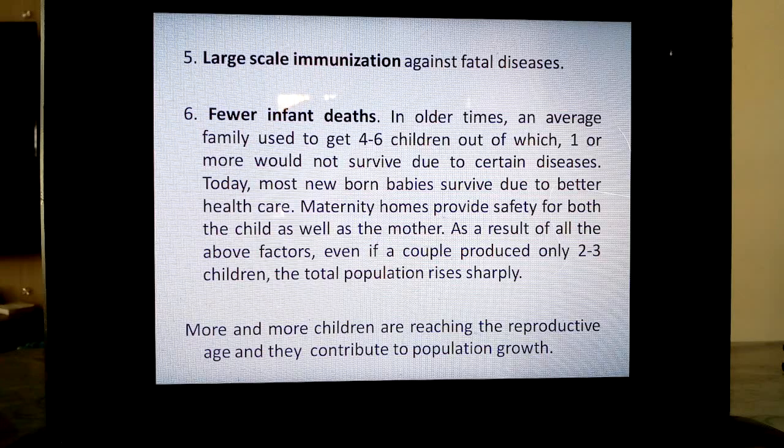They used to die. The child stillborn, that is the child dying inside the womb only. Or sometimes immediately after the birth, it will die due to malnutrition or some problem for the mother, or after birth also the child will not have proper food. So many things are there. Now it is not like that. Very few infant deaths. More and more children are reaching the reproductive age, and they contribute to the population growth.